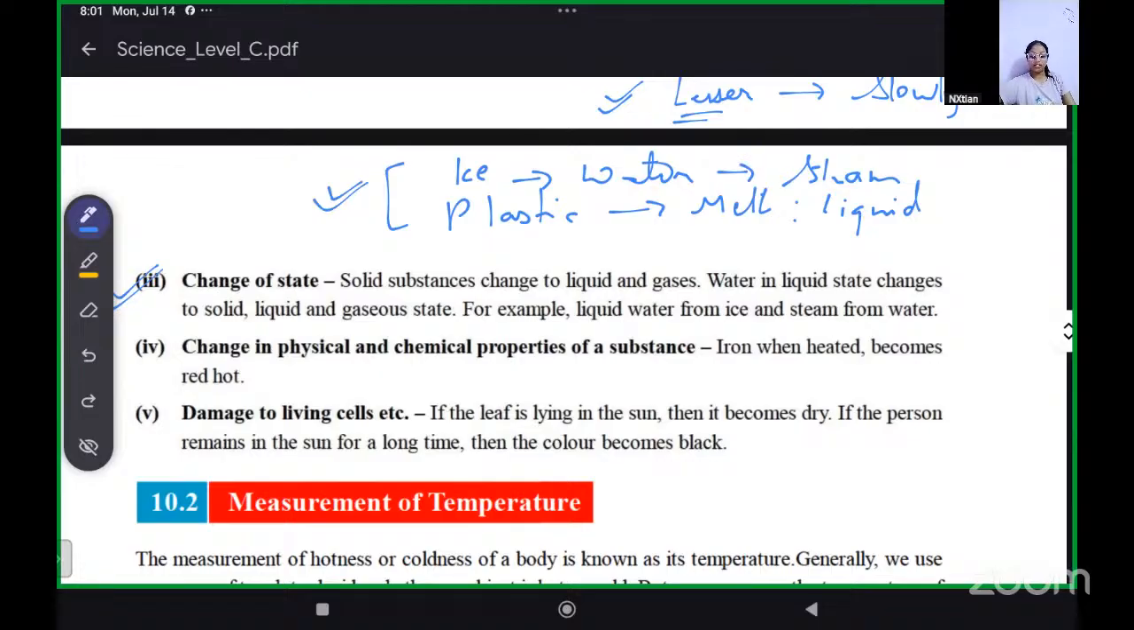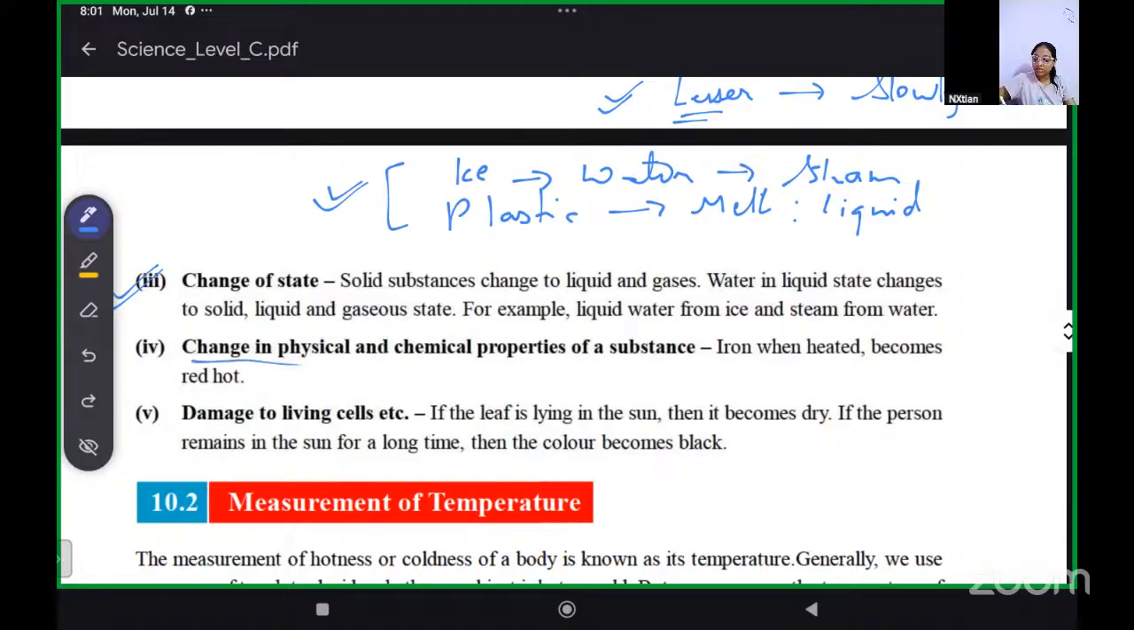Some things evaporate, like liquids when they are heated up. Some solids become liquids when they are heated up. So that is a change in state. What are the three states of matter? Solid, liquid, and gas. On heating, this changes.